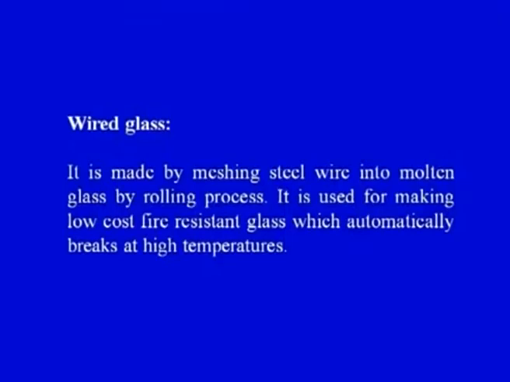Then another one is the wired glass. It is made by meshing steel wires into the molten glass by the rolling process. It is used for making low cost fire resistant glass which automatically breaks at high temperature. So wired glass is made for very specific applications, and how is this made? It is made by meshing steel wire into the molten glass by the rolling process.